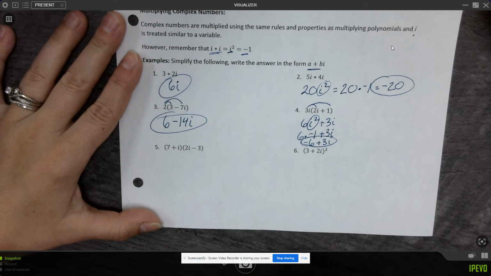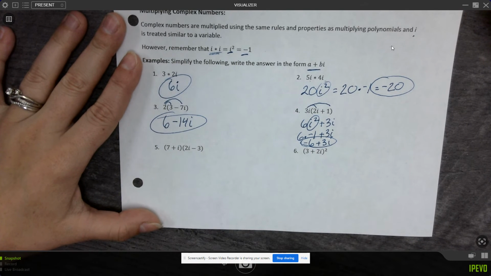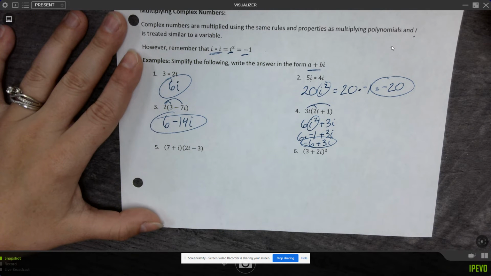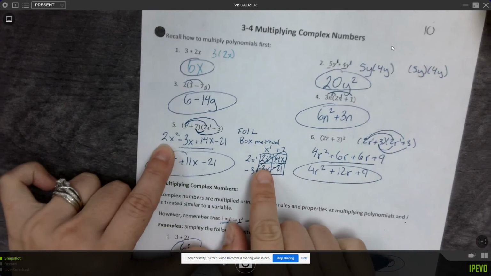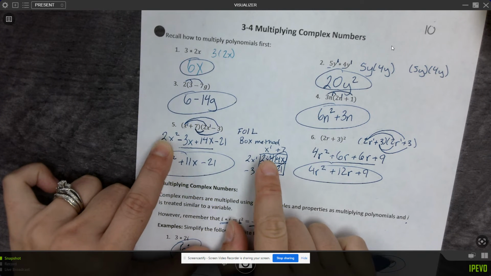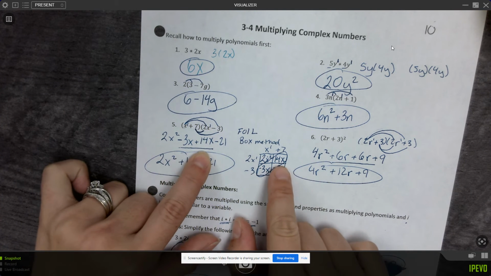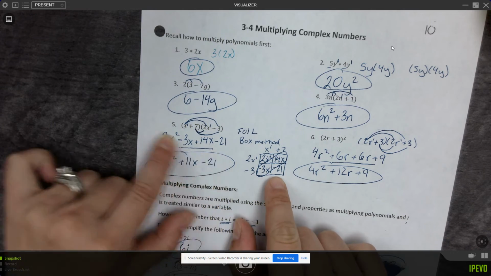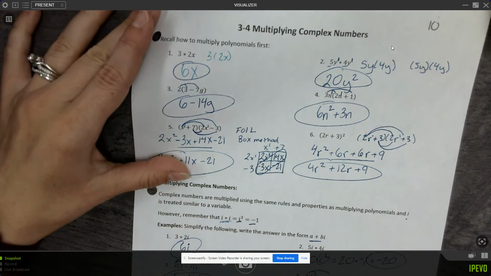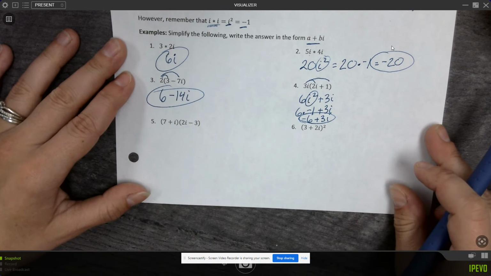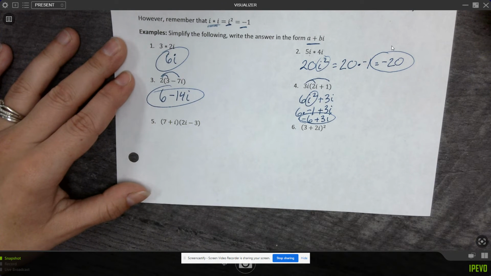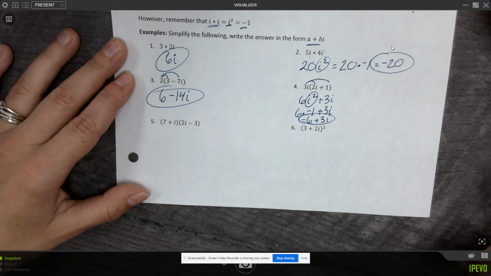Example number 5 is once again one where you have to do your box or your FOIL. I am going to do FOIL, mostly because I'm assuming most of you are going to do FOIL, but if you are doing box, you should still get the same answers. If you look back at this example, when I did my FOIL and my box, I have all the same terms, 2x squared, -3x, 14x, and -21. Not necessarily in the same order initially, but you get the same 4 terms to then combine. If you don't end up with those, let me know so I can help you figure out your mistake.